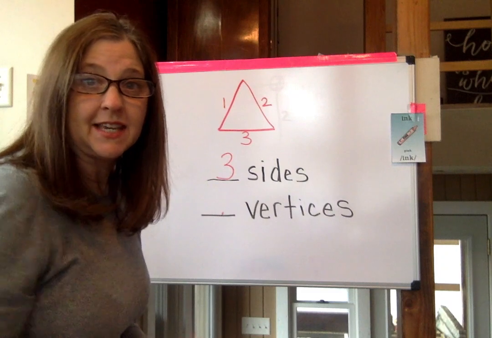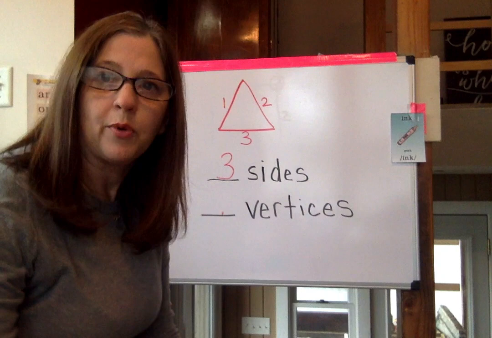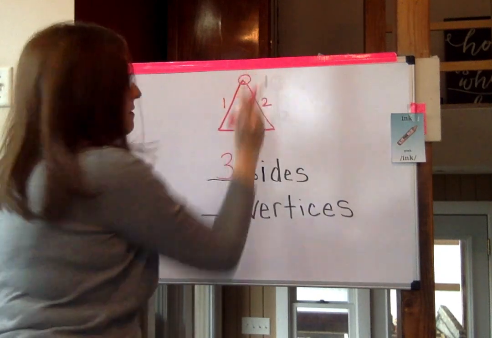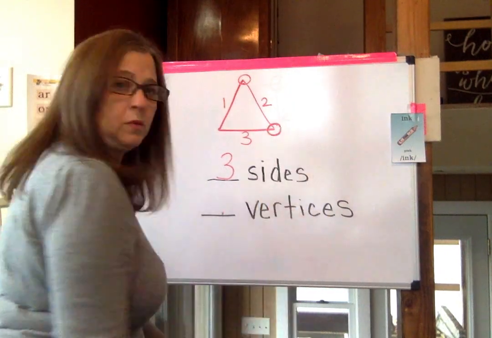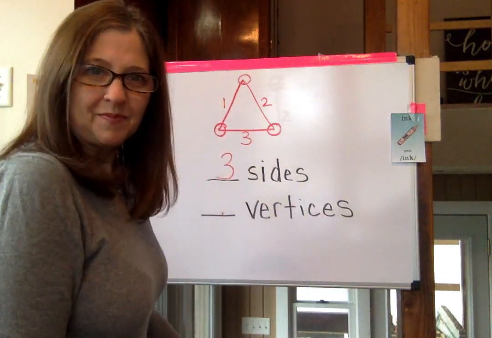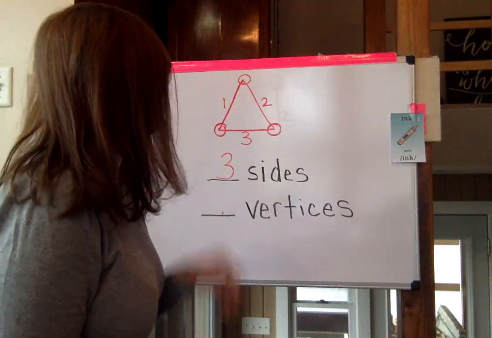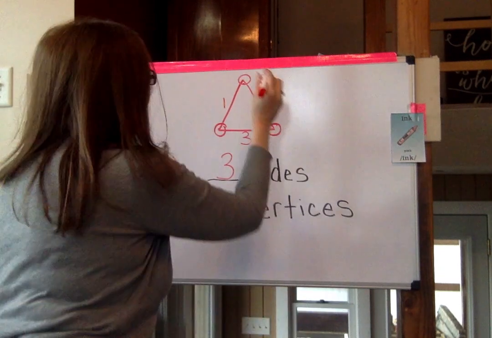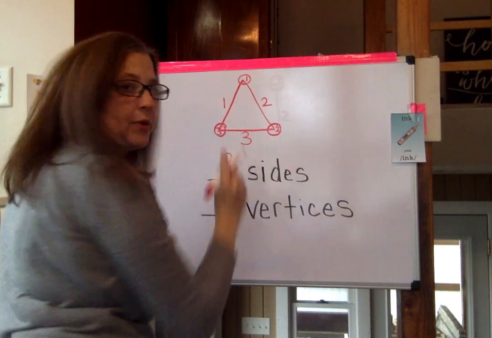All right, let's move on to how many vertices. Do you remember what a vertice is? A vertice is where 2 sides come together to make a point, okay? Let's put a circle on the vertices. All right, everybody. 1, 2, and 3. So how many vertices does a triangle have? 3. Oh, fantastic, my friends. Let's label that. 1, 2, and 3.